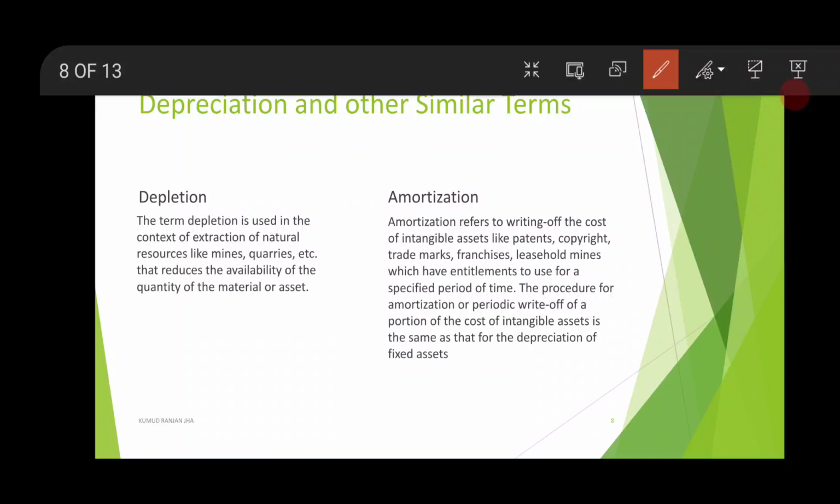Now come on to amortization. Amortization refers to the writing off of the cost of intangible assets like patents, copyrights, trademarks, franchisee, leasehold mines, which have entitlement to use for a specific period.